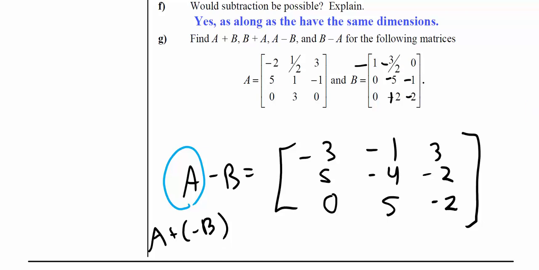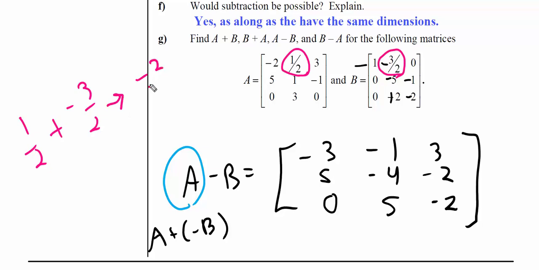A particular note that some of you may need assistance with is the addition of this element in A with this one in B. So we have 1/2 plus a negative 3/2 is a negative 2 over 2, which is a negative 1, hence the negative 1 term.